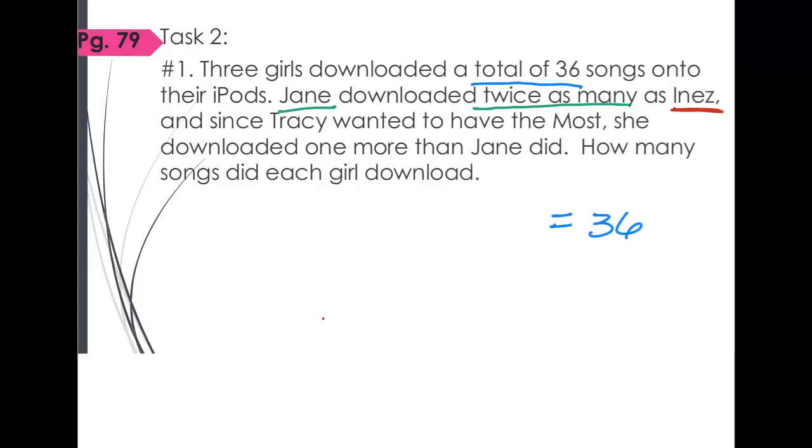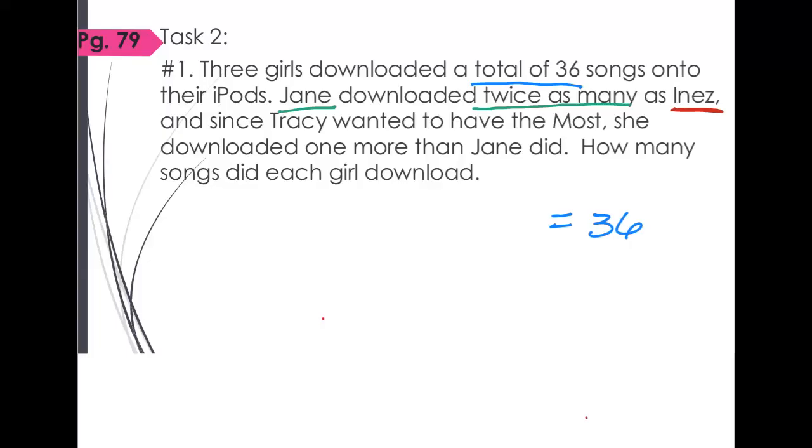I think I started to say this. Do you think we're going to use a variable here? Is there some unknown amount? Is there 3 unknowns? Kind of, but they're all in terms of one variable, right? Who is going to be the one person we're basing all of our other expressions on? Yes, Inez. Because Jane had twice as many as Inez.